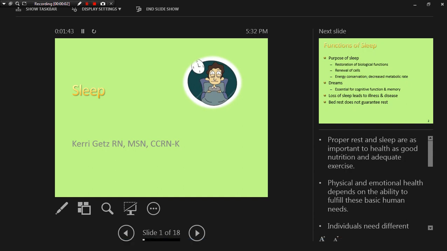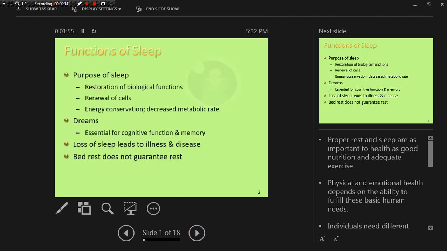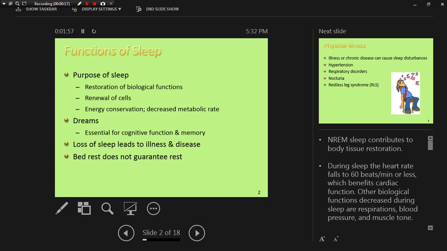All right, this is a brief presentation over sleep that comes from your Potter and Perry textbook. So we know whether our patient is inpatient, outpatient, we know the benefits of sleep for our patients. We know functions of sleep, purpose.